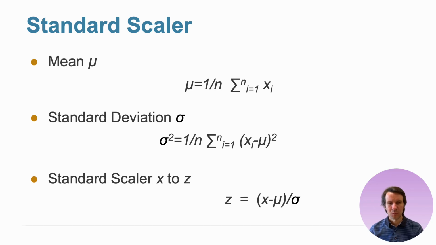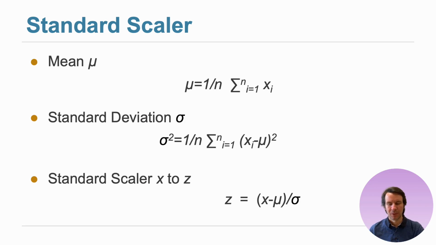Here is the formula for standard scalar. So you have your samples, and you calculate the mean, which is just the average of the samples. Then you calculate the standard deviation. For each sample, you take the difference xi minus mu from the mean, you square it, you sum them up and take the average of these. That is the standard deviation squared, and you take the square root of it.